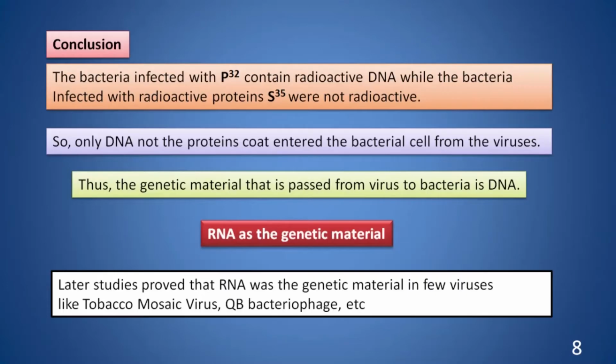So, the conclusion is that the bacteria infected with P32 contained radioactive DNA, while the bacteria infected with radioactive S35 were not radioactive. So, only DNA, not the protein coat, entered the bacterial cell from the viruses. So, that's the genetic material that is passed from virus to bacteria, DNA. Later on, some findings proved that RNA was also genetic material in a few viruses like tobacco mosaic virus, QB bacteriophage, etc. But basically, DNA is the genetic material in all the cases.